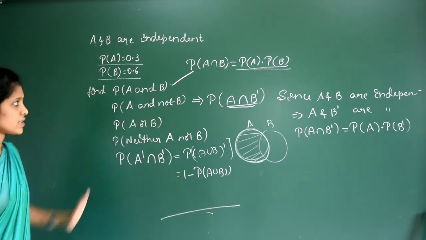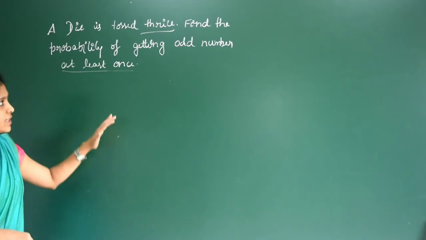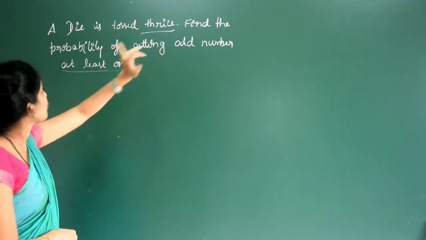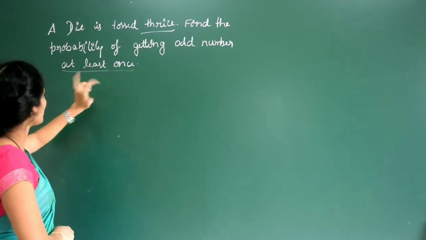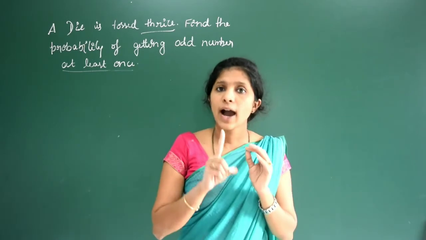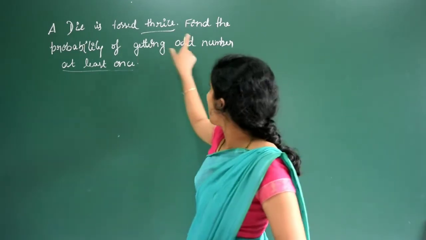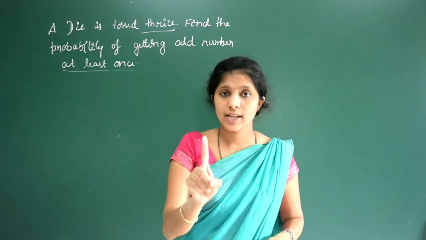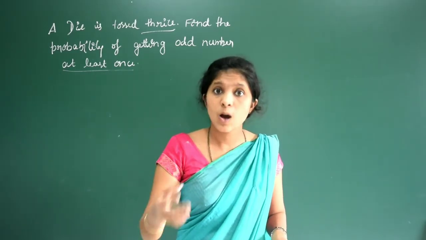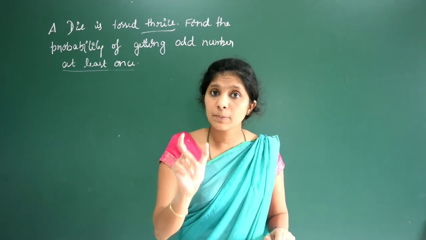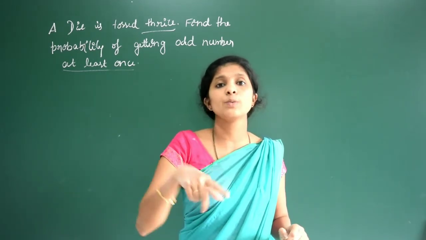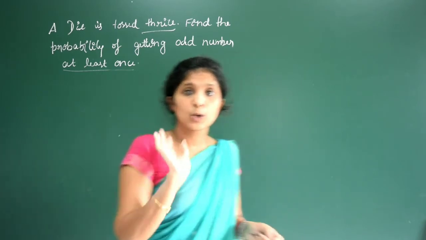I hope you understood these simple problems. This question is a direct one. See here, a die is tossed thrice. Find the probability of getting an odd number at least once. So the die is tossed thrice, and you have to find the probability of getting an odd number at least once. At least once the odd number should be there, or more than one is also possible, but all the numbers should not be even. Is it clear? At least one odd number should be there, or more than one, but all the numbers should not be even.